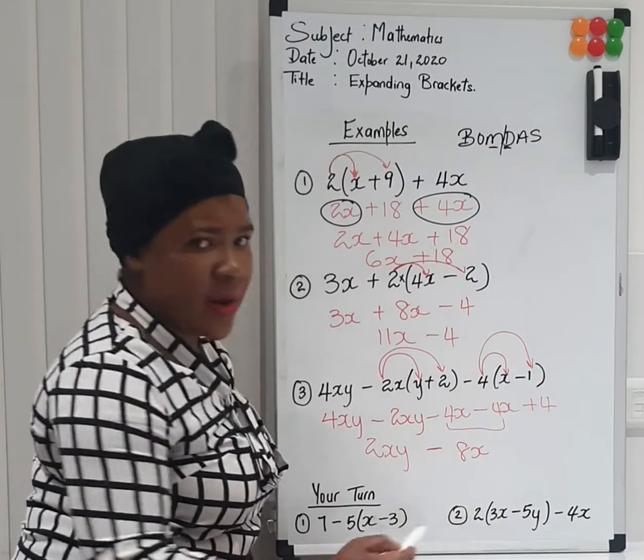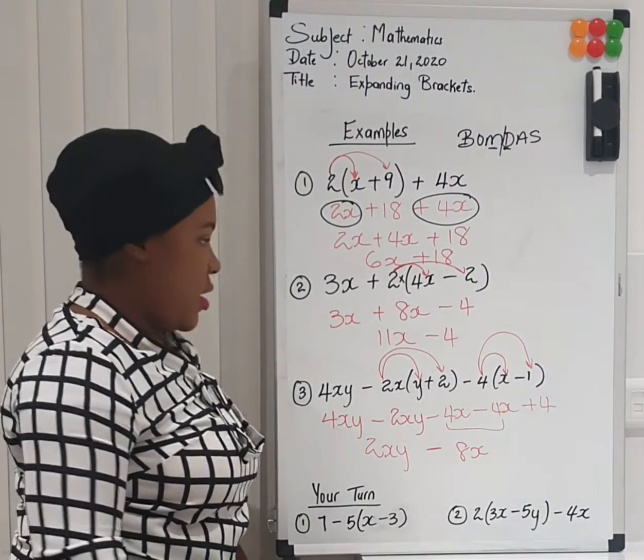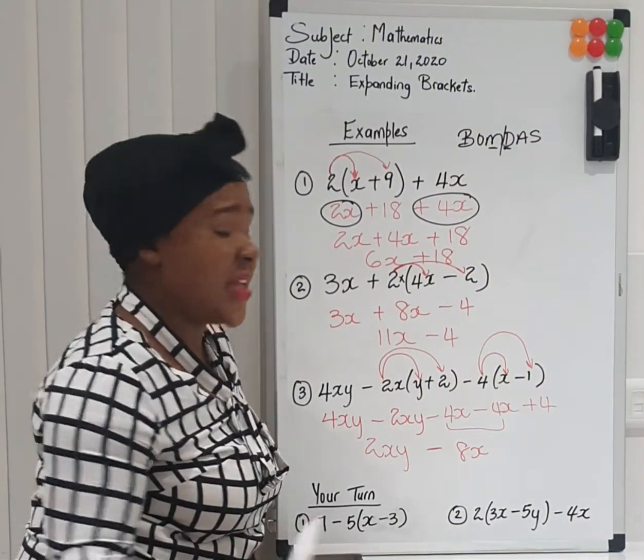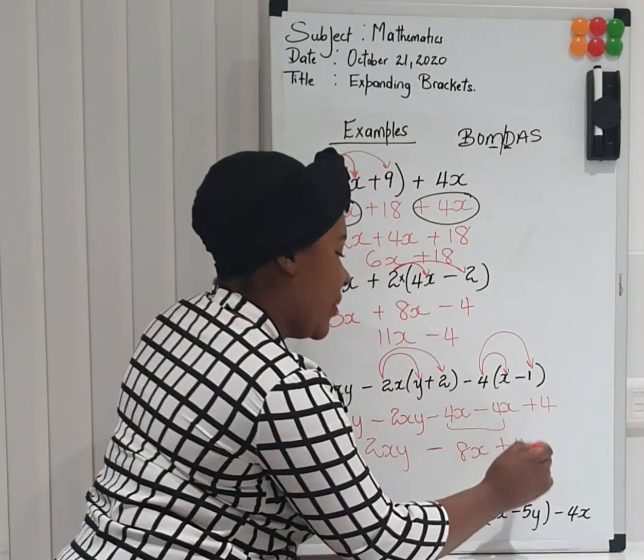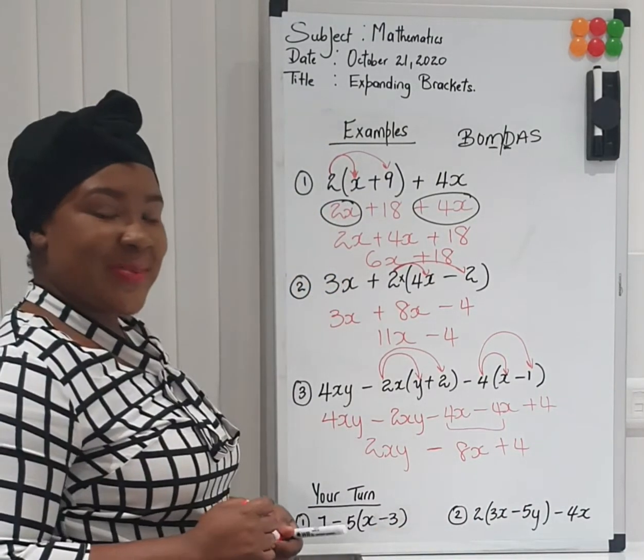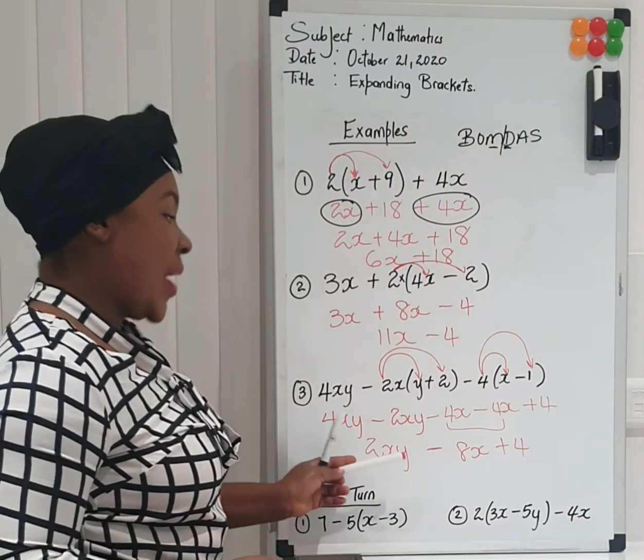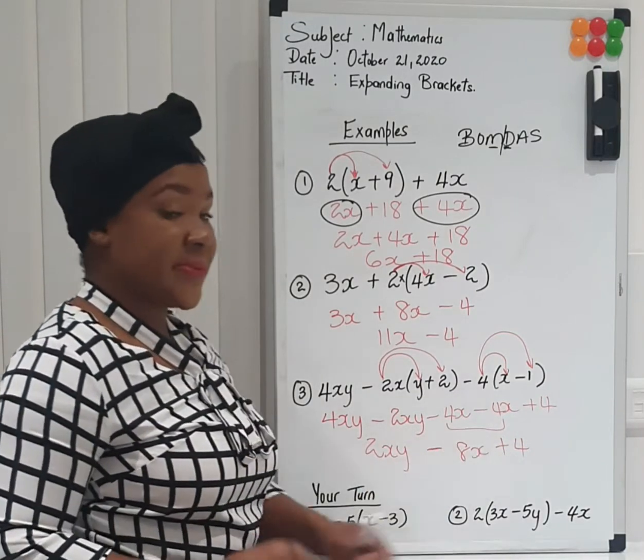And what about the 4? Do I throw it away? Oh no, it's a part of my expression. It goes back. And there goes my answer. 2xy minus 8x plus 4.